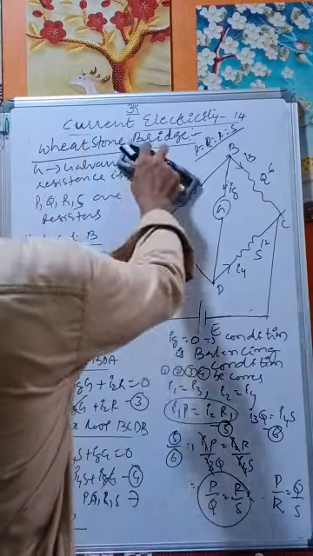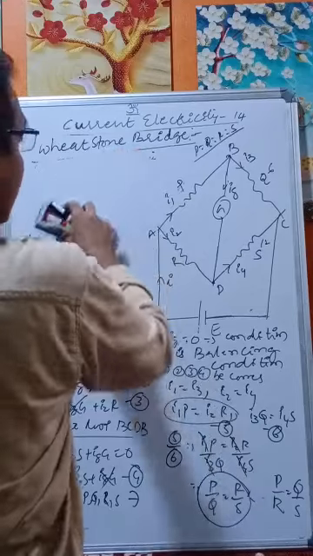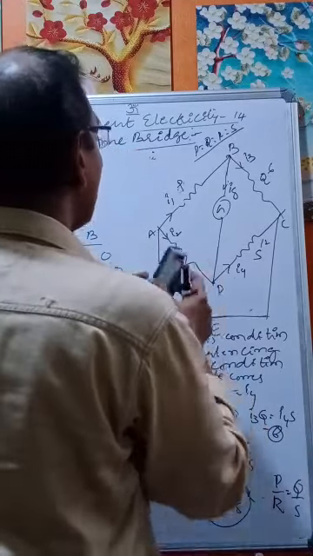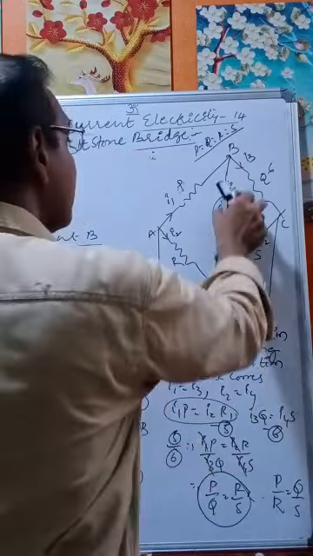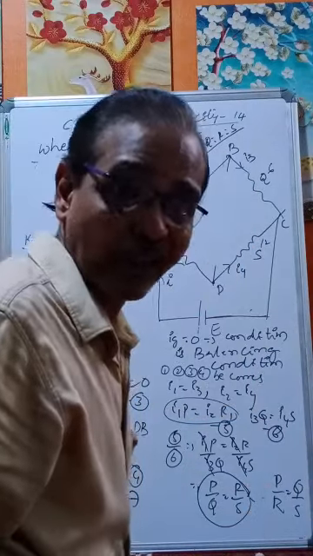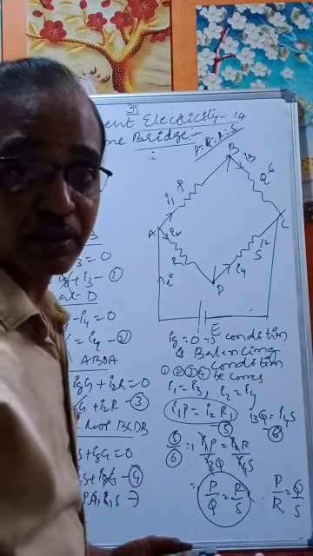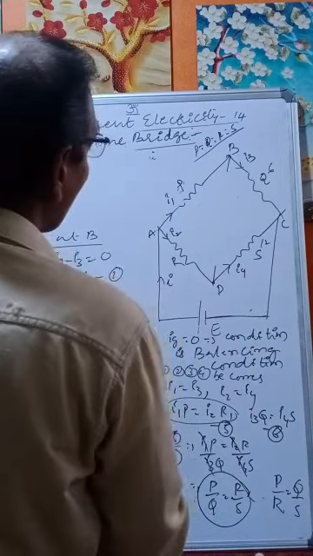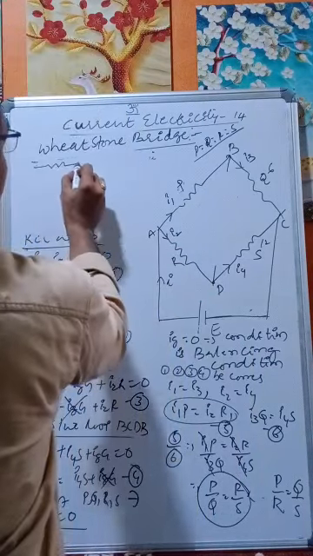And at the balancing condition, what happens? If we remove this galvanometer when the bridge is balanced, there is no need of this galvanometer, because the galvanometer current is 0. Current is 0, so there is no drop across this one. No drop means this can be removed. Now the circuit will be like this.